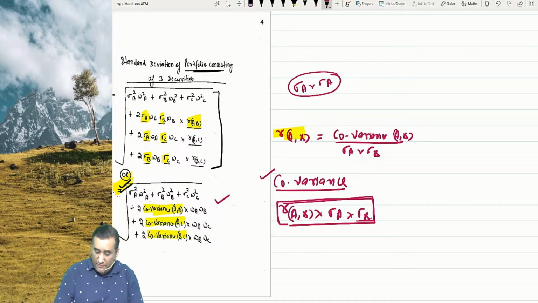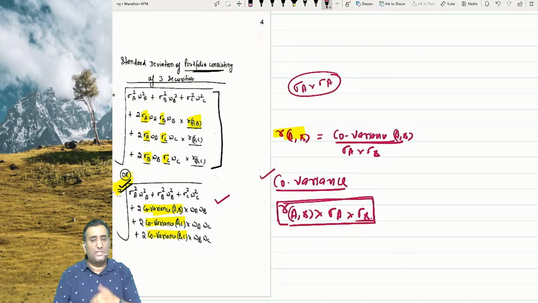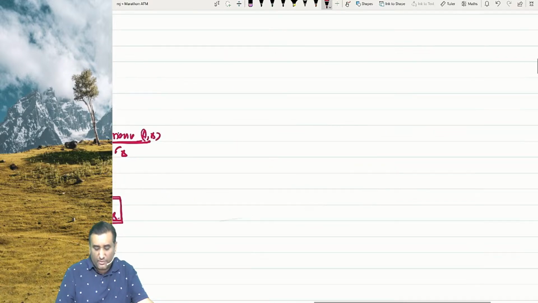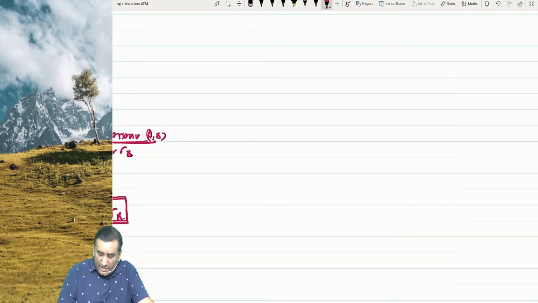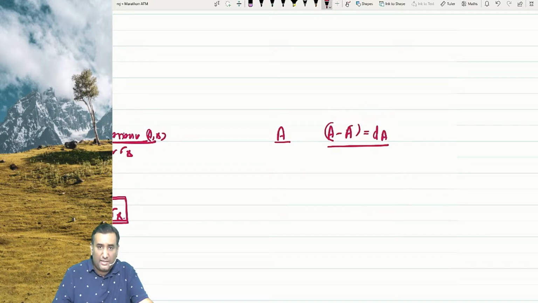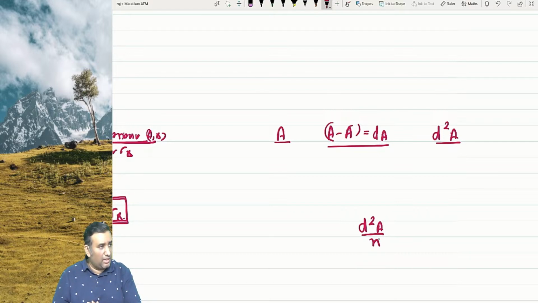Now if you try to look at the covariance, let's suppose I had asked you to calculate the variance. You would calculate the deviation of A. Let's suppose A is a security. How do you calculate it? Let's suppose A data is there. You calculate A minus A bar, I call it deviation of A, and then you do D square A, and the variance will be D square A divided by N, and if you calculate the standard deviation, you take the square root.